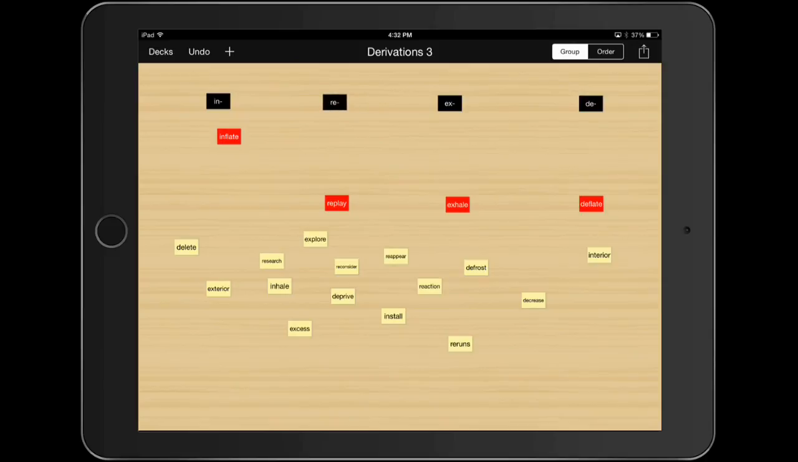The next prefix we see is re, which means again or back. This word replay has the base word play and the prefix re. When we combine the prefix and the base word, this word now means to play again.